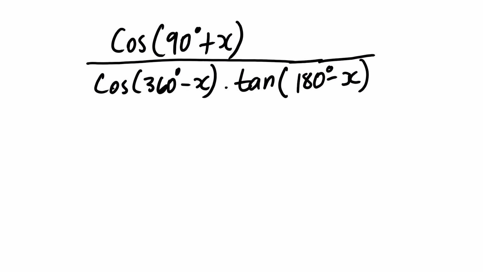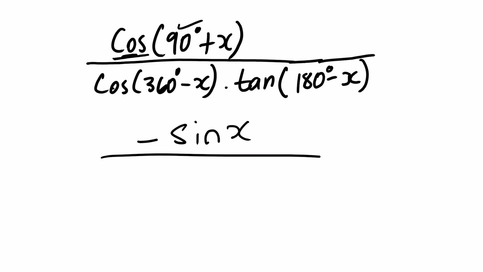So cos 90 plus x is quadrant number 2. Is cos positive or negative? It's negative. Now since we are using 90, we have 90 as our angle. This will change to sine, so we have negative sine x all over. Cos 360 minus x is quadrant number 4. So we know that cos is positive, so it will be cos x, doesn't change. We look at tan. Tan 180 minus x is quadrant number 2. Tan is negative, and then remember tan doesn't change.